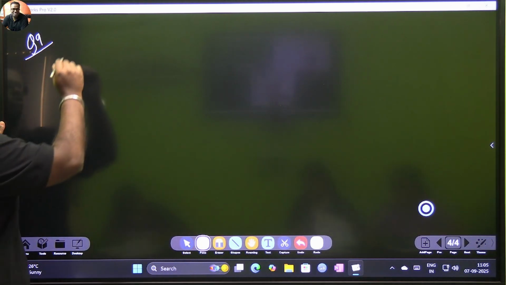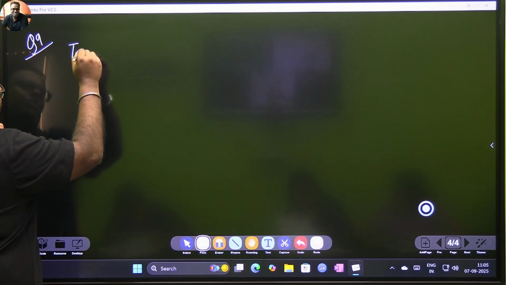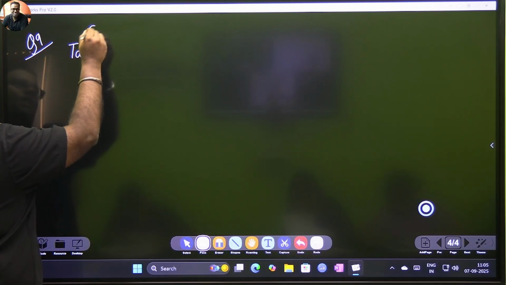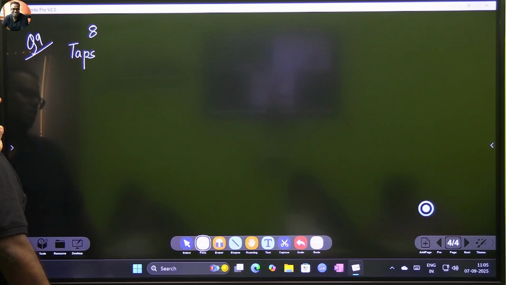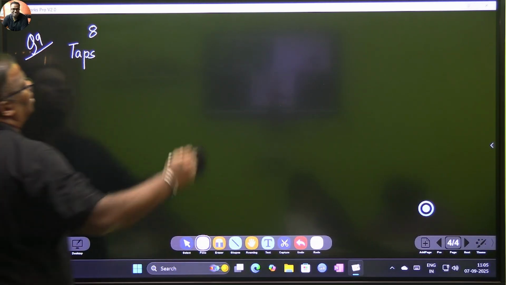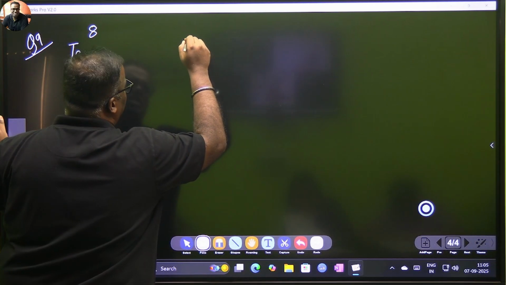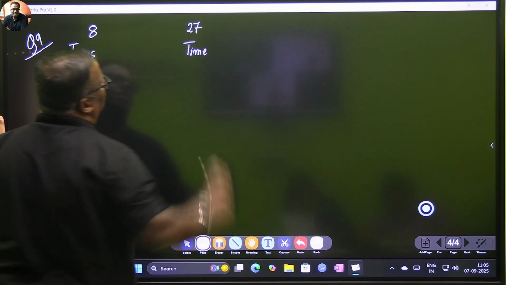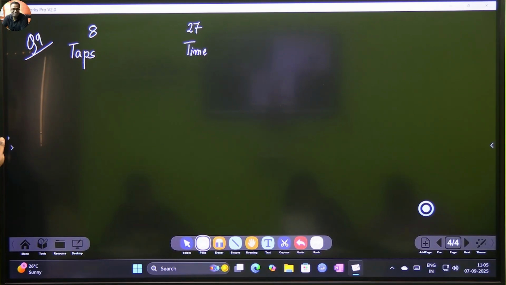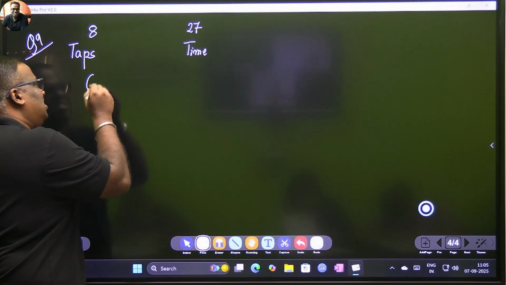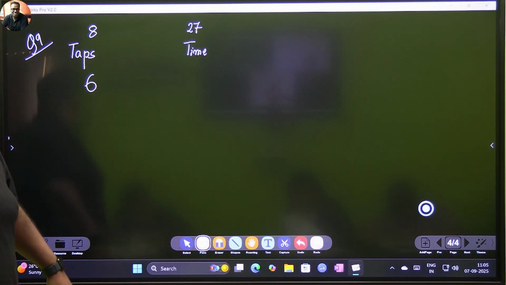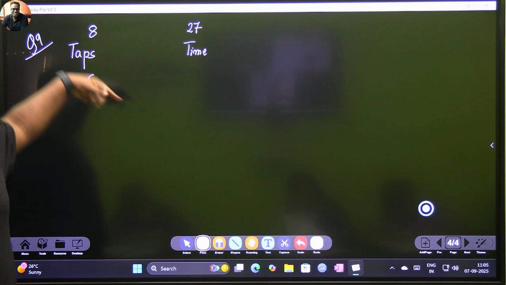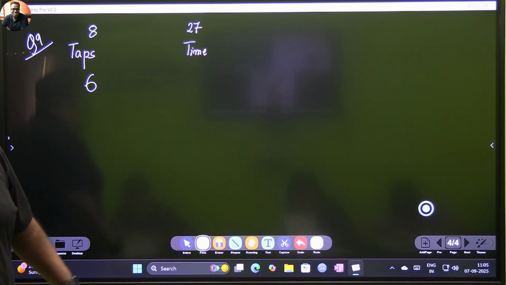8 taps, 1 minute. So we have got some taps. Okay, and 8 taps of the same size. Okay, so I think we are again going with time, duration. Okay, 8 taps, 27 minutes. If 2 taps go out of order, the next scenario is 6 taps. Your taps have reduced, so time will go up. How long will it take to fill up?